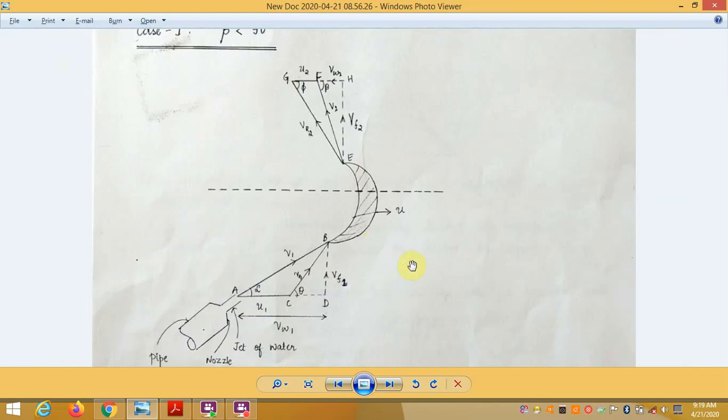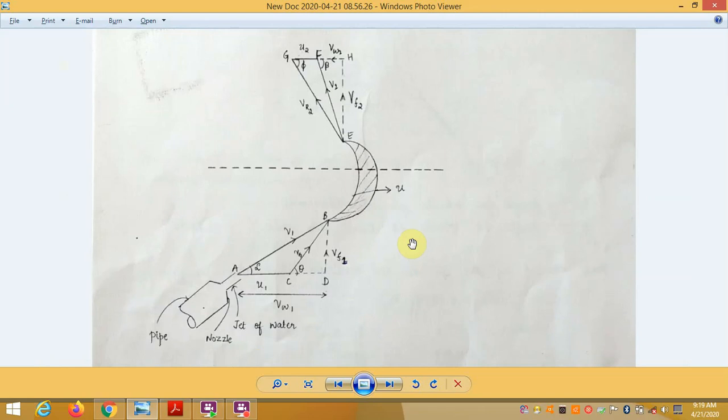Now, let us go through the procedure of how to construct the velocity triangle. So this is the figure. Now I am going to tell you the procedure to draw the velocity triangle at inlet and outlet. You can have a look over this figure, which has a curve, and the jet of water strikes at the inlet velocity with the help of the nozzle, and leaves the outlet of the vane at the velocity V2.